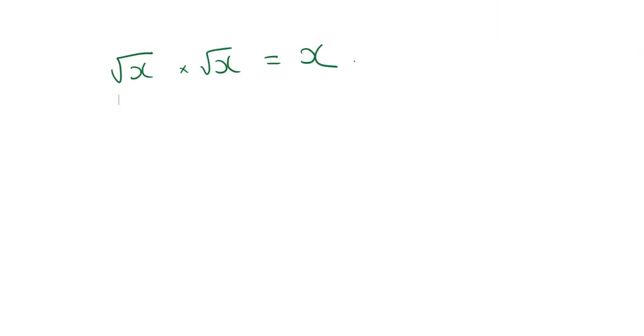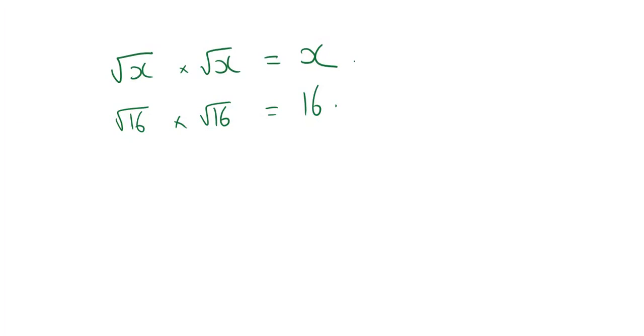So if I had the square root of x times the square root of x, it's going to be x. If I had the square root of 16 multiplied by the square root of 16, it's going to be 16. And of course, we know this works because the square root of 16 is 4. 4 times 4 is 16. So that is what a square root is.